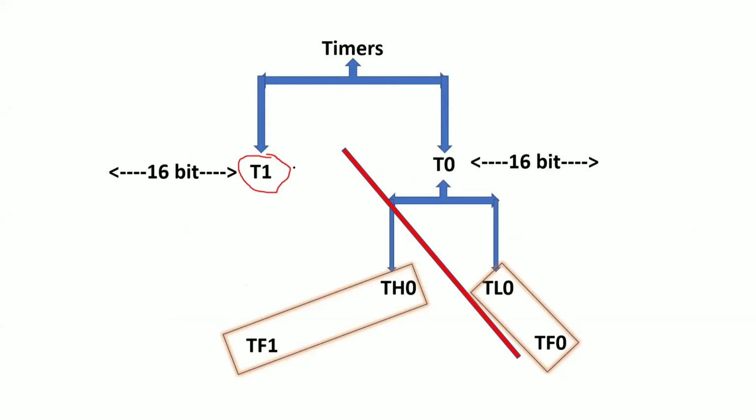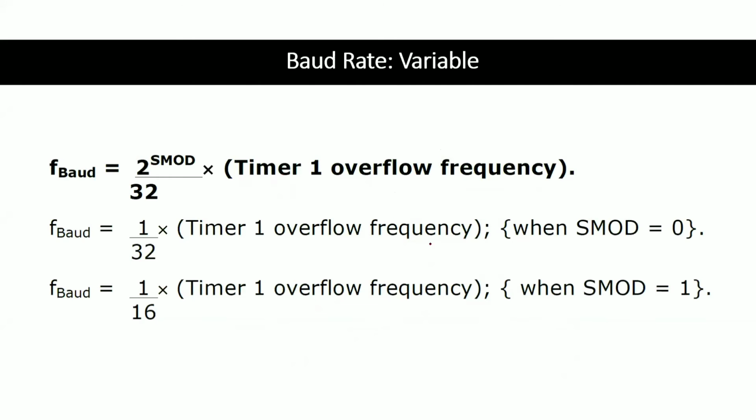Okay, now you understood why timer 1 is used for serial communication and why this slide is used. So timer 1 can generate the baud rate for this mode, and that's why it is variable baud rate, because the timer can generate different frequencies, different clock pulses.